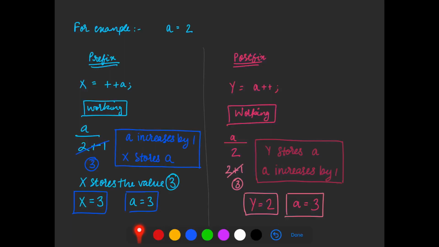In postfix operation, it's just the opposite. First, y stores the value of a and then only a increases its value by 1. So since y stores the initial value of a, that is 2, and then a increases its value by 1, a will have the value 3. At last, a has the value 3 anyway. But the procedure in which it takes place is different. That's why the values of x and y don't match.